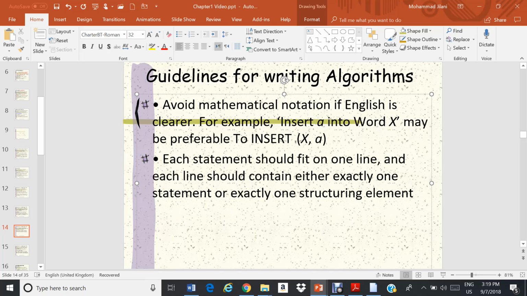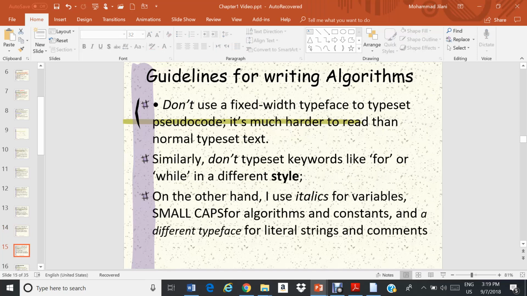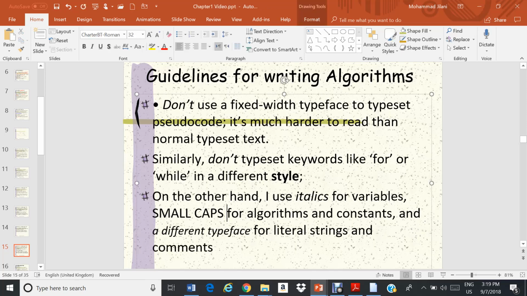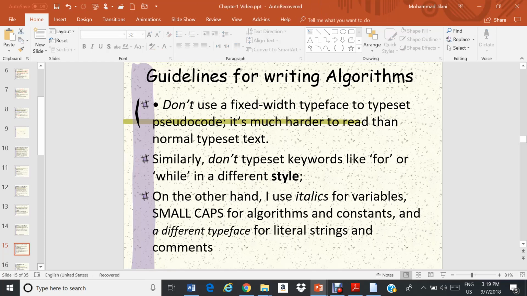Each statement should fit on one line, and each line should contain either exactly one statement or exactly one structuring element. Don't use fixed width typeface to typeset pseudocode. It's much harder to read than normal typesets. For example, don't typeset keywords like for or while in a different style. Style means italics or underline and so on. Use of italics or small caps, you have to use them very carefully so you don't confuse the one who reads the algorithm or who wants to implement it.